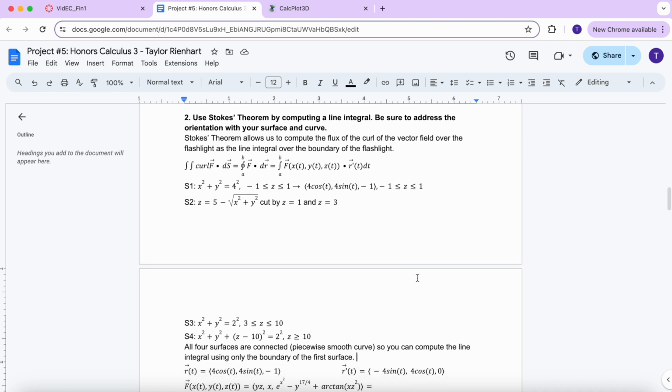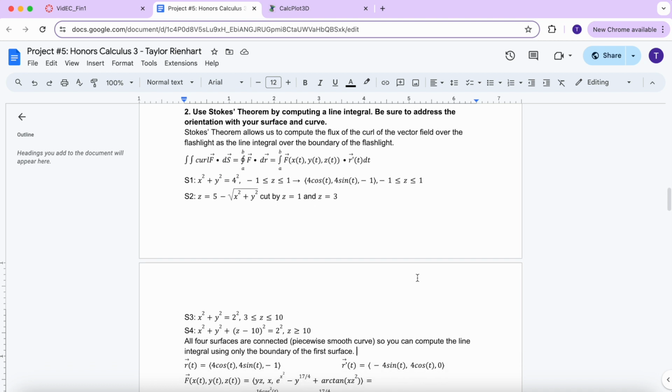So Stokes' theorem allows us to compute the flux of the curl of the vector field over the flashlight as, instead of computing all four surfaces individually, the line integral over the boundary of the flashlight. Now, Stokes' theorem applies because we have a piecewise smooth curve, and we can therefore use Stokes' theorem and compute using only the line integral.